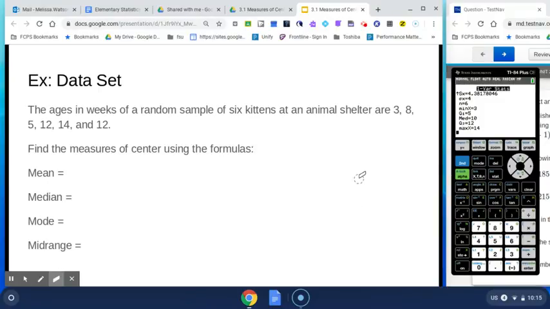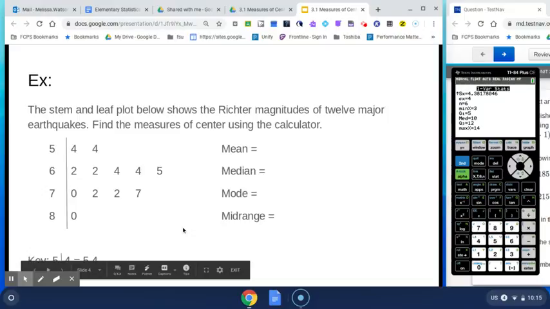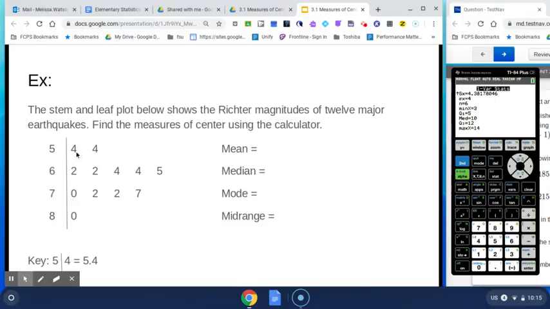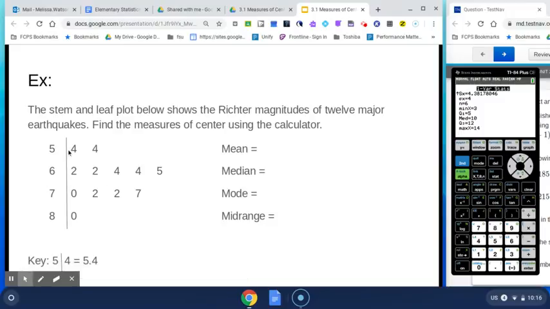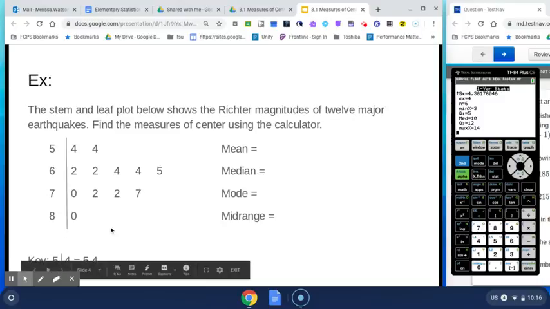Okay, next example, we're going to take a look at an example that is a stem and leaf plot. So we see from this stem and leaf that the key down here says 5 line 4 is equal to 5.4. So the numbers in the data set would be 5.4, 5.4, the next one is 6.2, another 6.2, and so on and so forth. Okay, I'm going to go ahead and enter these data values into my calculator.